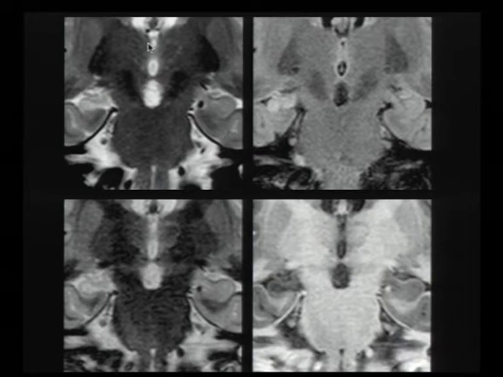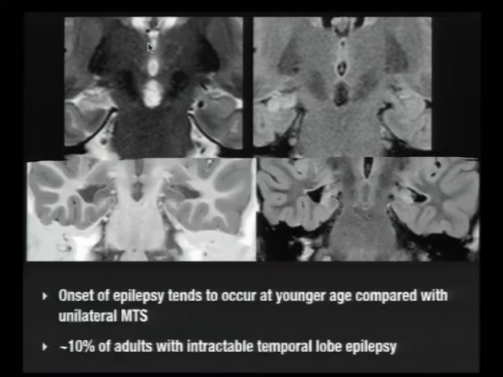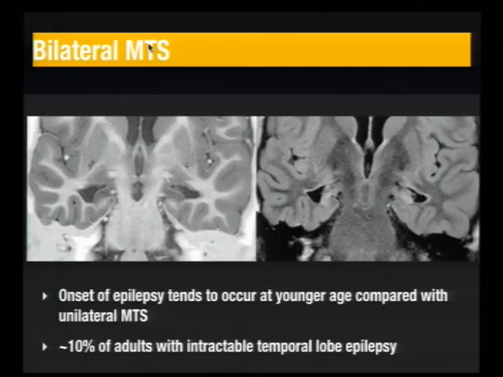Look at the size of the temporal horn. The temporal horn is wider on the right side compared to the left side. So these are the subtle findings you should look for in cases of mesial temporal sclerosis. Then we can have the bilateral mesial temporal sclerosis where both sides of the hippocampus show loss of volume and increasing intensity.